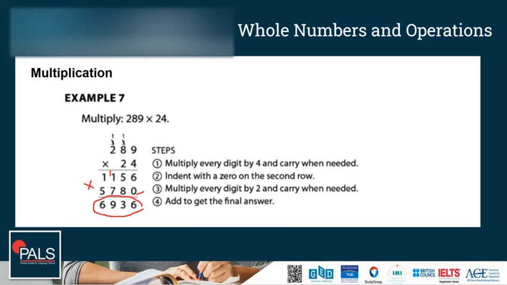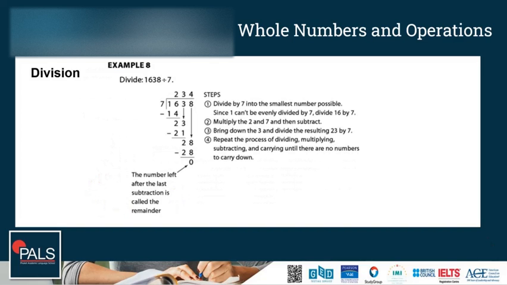Okay, next, the fourth operation is division. Okay, let's proceed to division. Division is calculated in a process that is commonly called long division. Let's look at the division process step by step. Okay, look at the screen. Divide 1638 by 7. So these whole steps here we call long division.